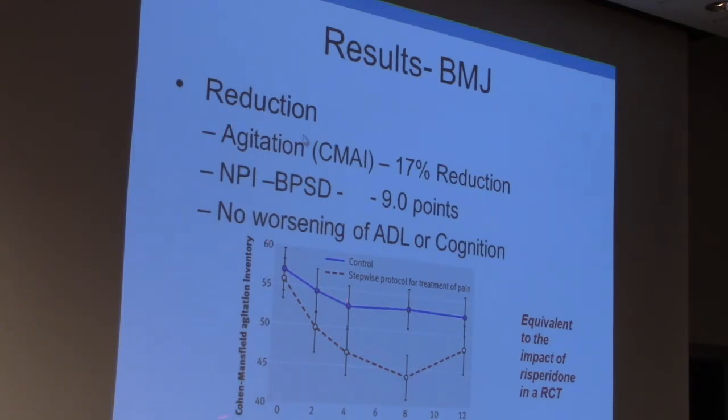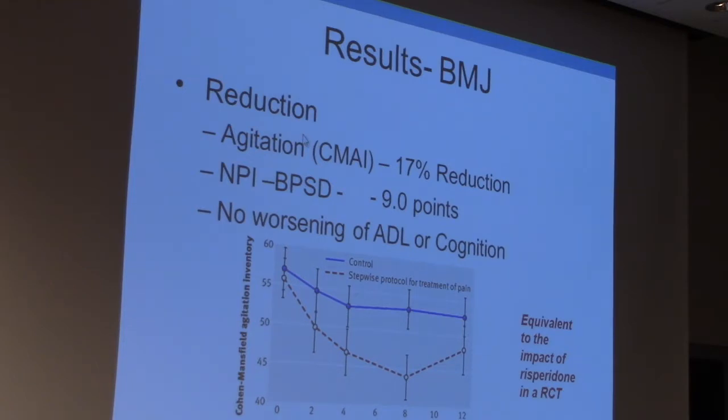And they used something called the Cohen-Mansfield Agitation Inventory, which is used with dementia and was used for assessing risperidone and BPSD. It's a very good test. And you can see that in the group treated with the stepped analgesia protocol, their agitation levels went way down, while the people who got usual care had no change in their agitation level.